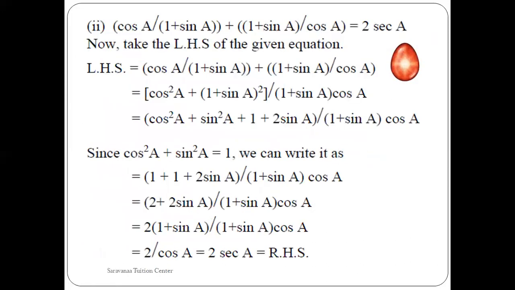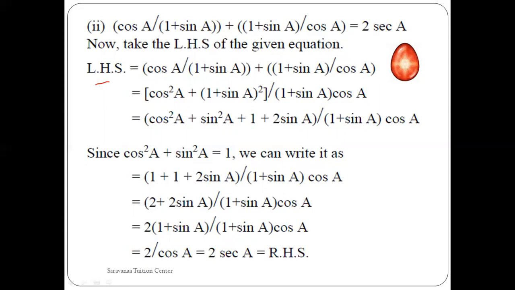Second question. Cos A by 1 plus sin A plus 1 plus sin A by cos A equals 2 secant A. Okay. So now you are going to take LHS. Cos A by 1 plus sin A plus 1 plus sin A by cos A. This is the question. So cos square A plus 1 plus sin square A by 1 plus sin A cos A.